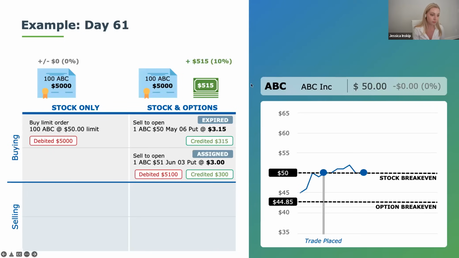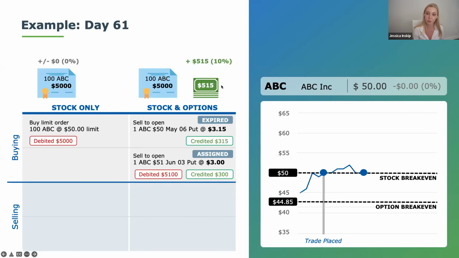So in this scenario, the stockholder, and all of these percentages here and throughout, are based on day one. So that's the percentage changes that I'm looking at. It's not from day to day, but from day one. So from the $5,000 investment, we're flat at this point. From the stock and options perspective, the $5,000 investment, we're up 10% now.